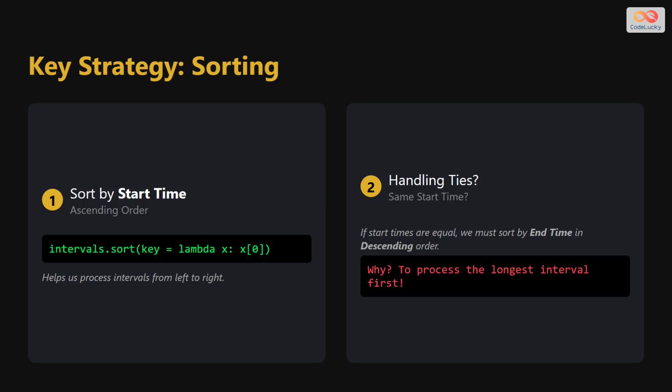The key to solving this efficiently is sorting. If we process the intervals in a random order, we would have to compare every interval against every other interval, which is very slow. Instead, we sort the intervals based on their start times in ascending order. This aligns them nicely from left to right, allowing us to process them in a linear scan.